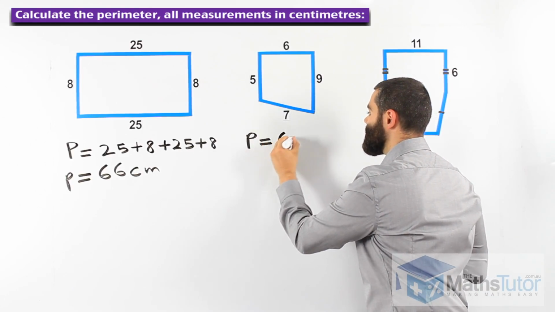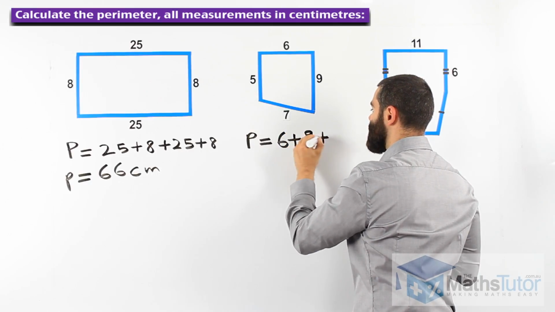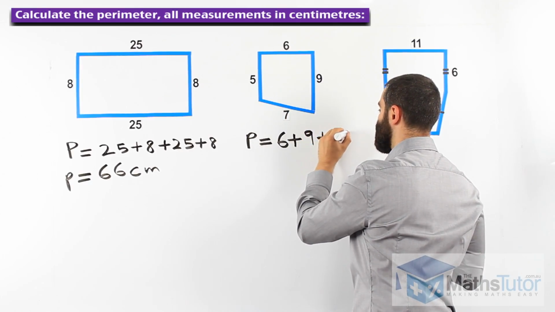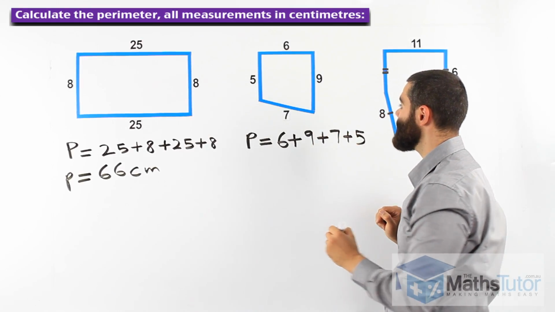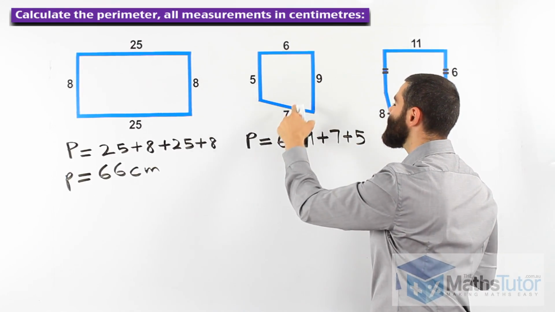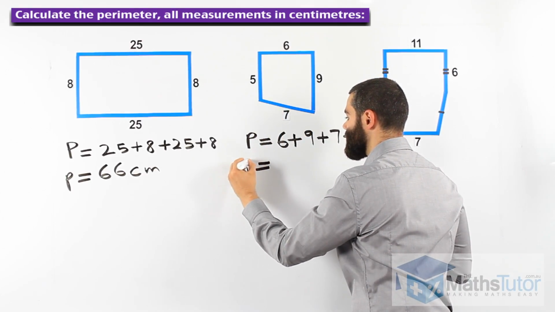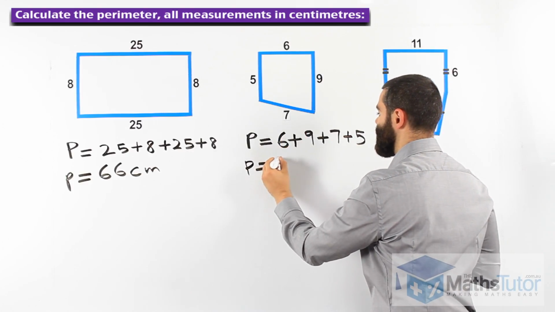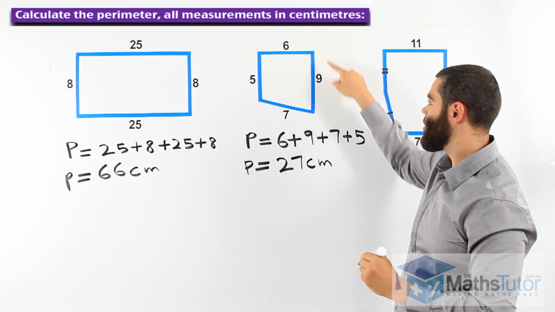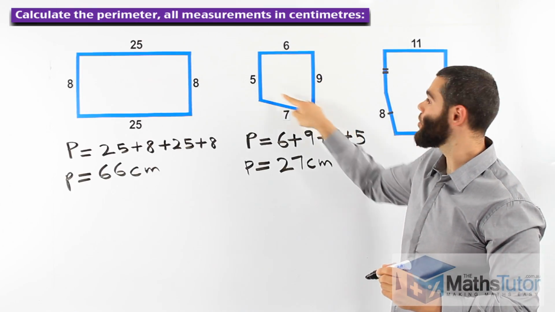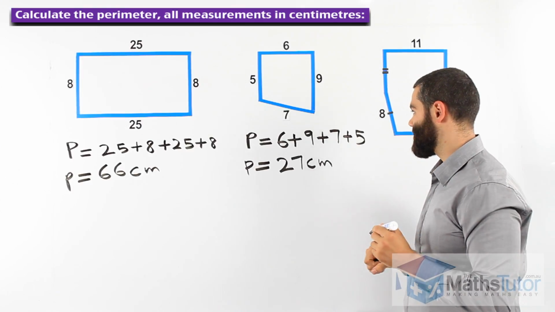Starting from the top, we have 6 plus 9 plus 7 plus 5. So here we have 6 plus 9 plus 7 plus 5, and we have 27 centimeters. So the total boundary, the total perimeter around, is 27 centimeters.